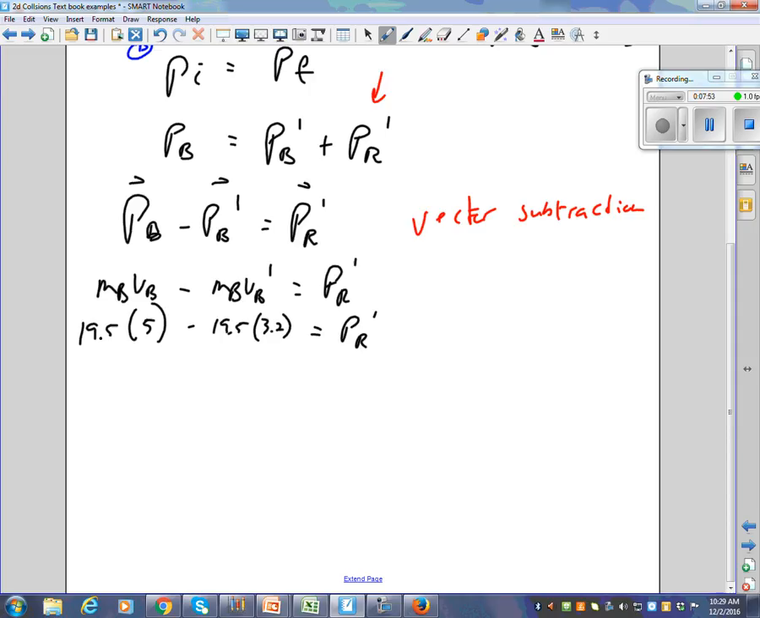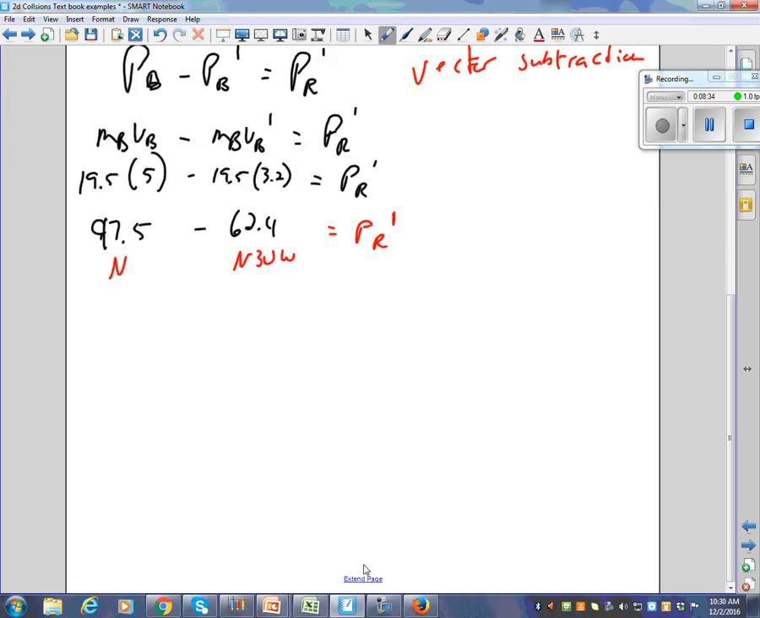19.5 times 5 is 97.5. And 19.5 times 3.2 is 62.4. Now, are those numerical values? No, they are vectors, so they need that direction. So north, and this one here is north 30 west, is equal to PR. Okay, so again, we're doing vector subtraction. So now that I've boiled it down to that, we're going to sort of arithmetic mode here, and I just have to do vector subtraction.